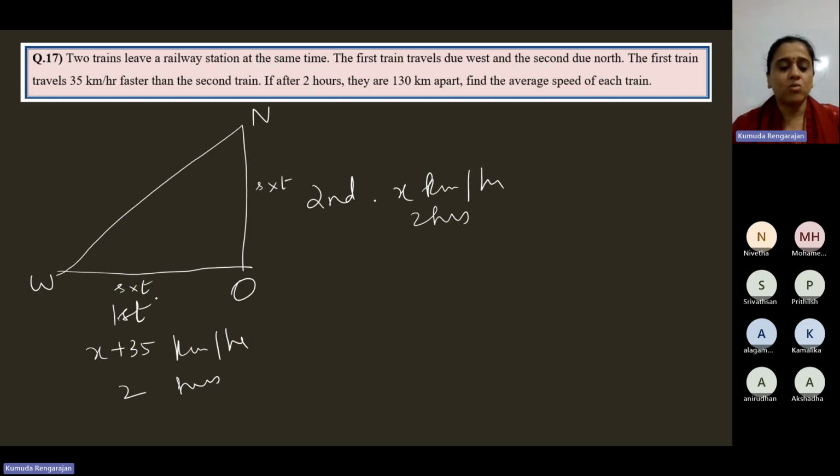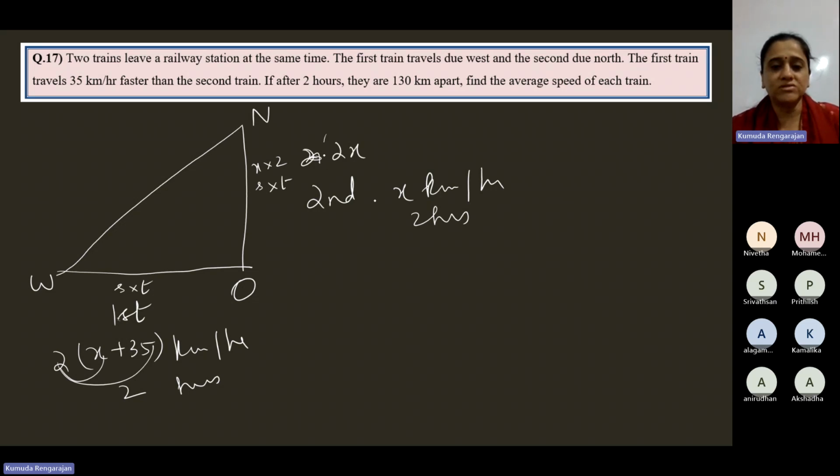So how do you find distance? Speed into time. What is speed? X plus 35. What is time? 2. So what is distance? Multiply. 2 into x plus 35. So it will be 2x plus 70. And here speed is x, time is 2, so 2x.